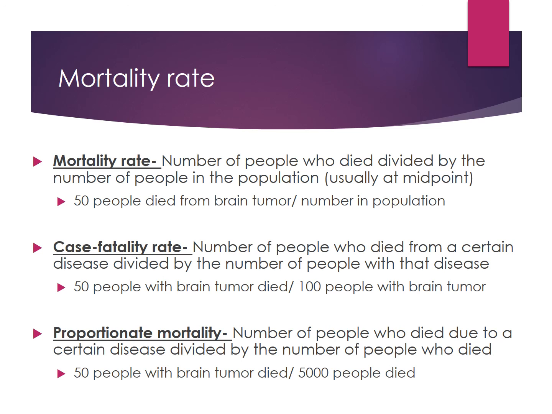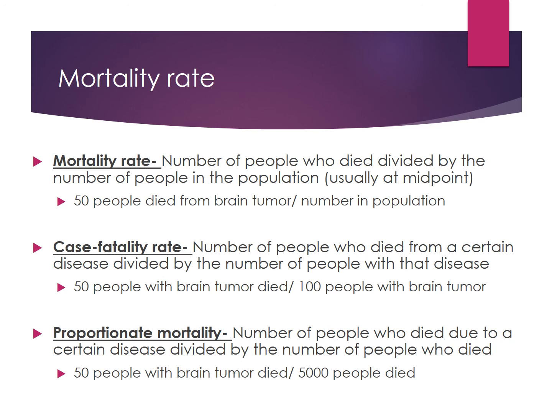So I have an example here. 50 people died from brain tumor divided by the number of people in the population. So this could be just 50 people died, or we look at condition specific, 50 people died from brain tumor, but the denominator is just the entire population. It's everybody.